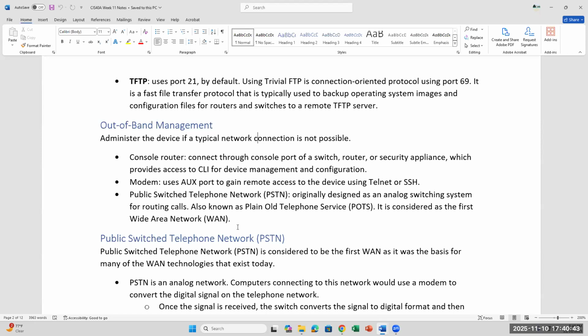Okay. So console router, you might have a console router. This is going to connect to the console port. We talked about this already. So we need to connect to our switch, router, and security appliance with the console port and with the console cable. Typically, they're blue, sometimes black, okay? The old school way is to use the auxiliary port, AUX.